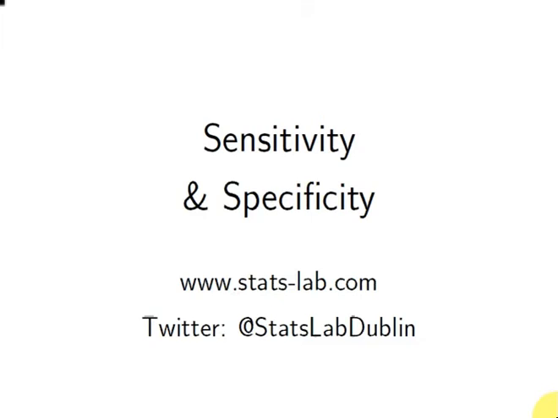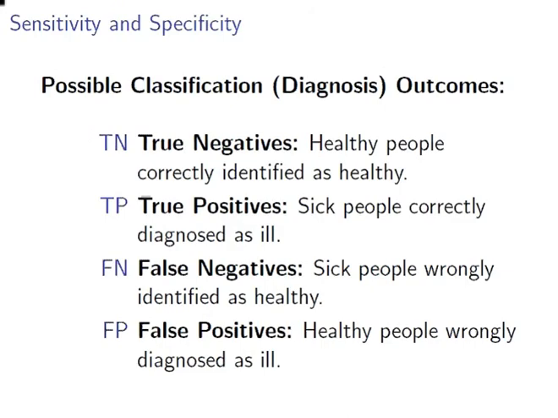In this presentation, we're going to look at two metrics that are quite commonly used in medical statistics, but are equally applicable in other fields of statistics: sensitivity and specificity. So, consider a binary classification system. In the case of medical statistics, this would probably be a diagnosis. We have a binary classification: healthy or sick.